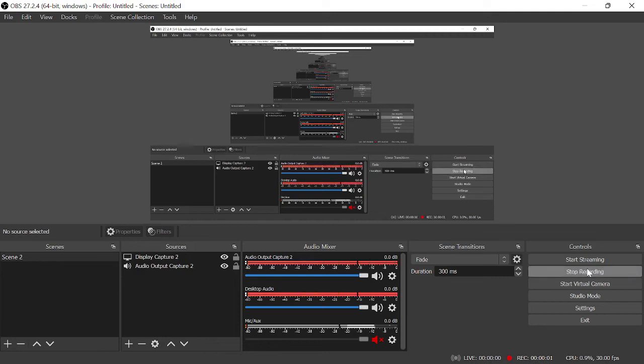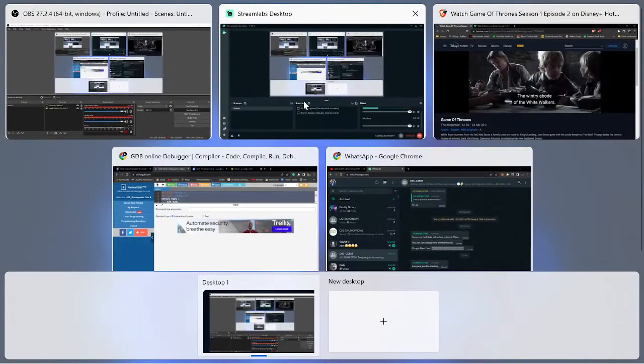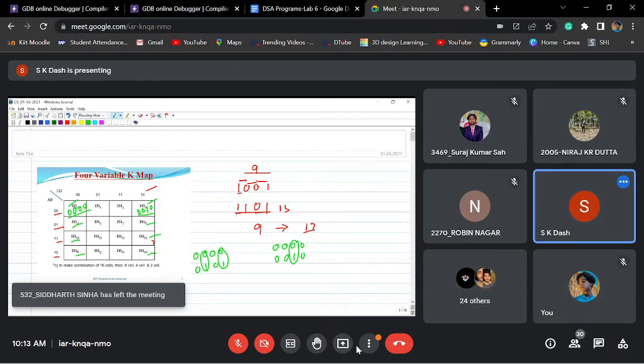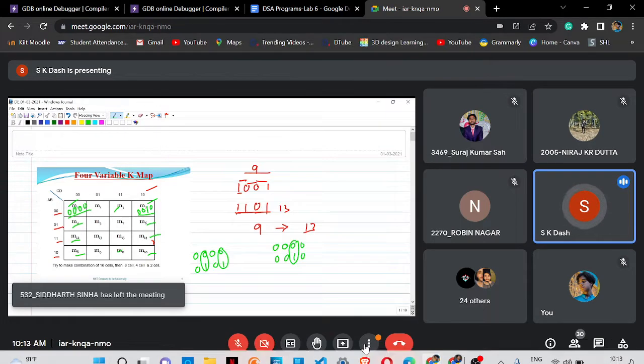is adjacent to this 2. Similarly, 4 is adjacent to 6. This one is adjacent to this. This one is adjacent to this. Okay. Now, let us try to see this one and this one.